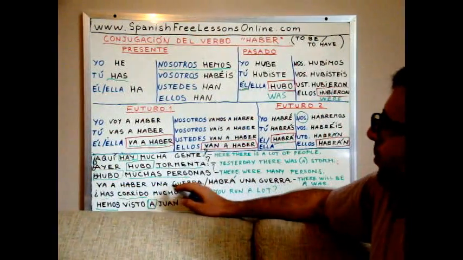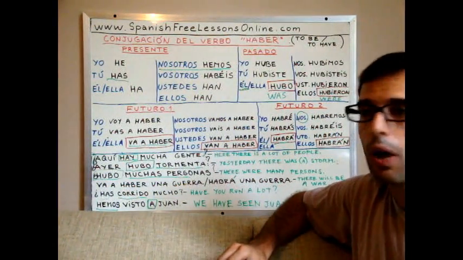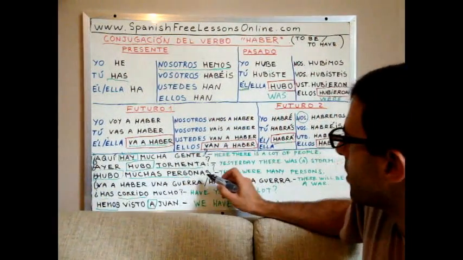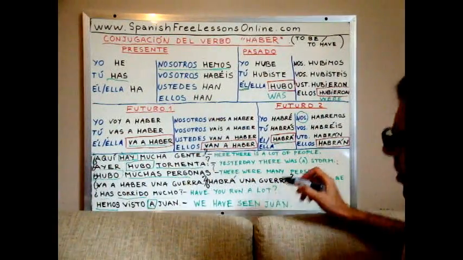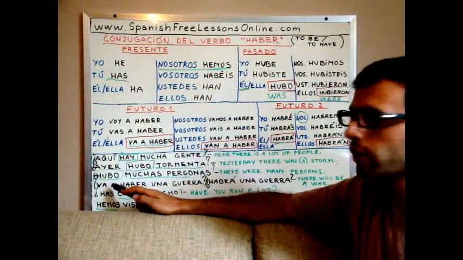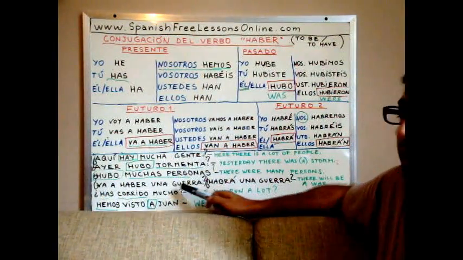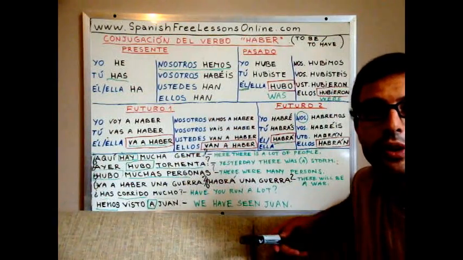Va a haber una guerra, or habrá una guerra. There will be a war. If we simply add the question marks here or here, right? We converted this into a question, and this says, ¿va a haber una guerra? Or ¿habrá una guerra? Will there be a war?